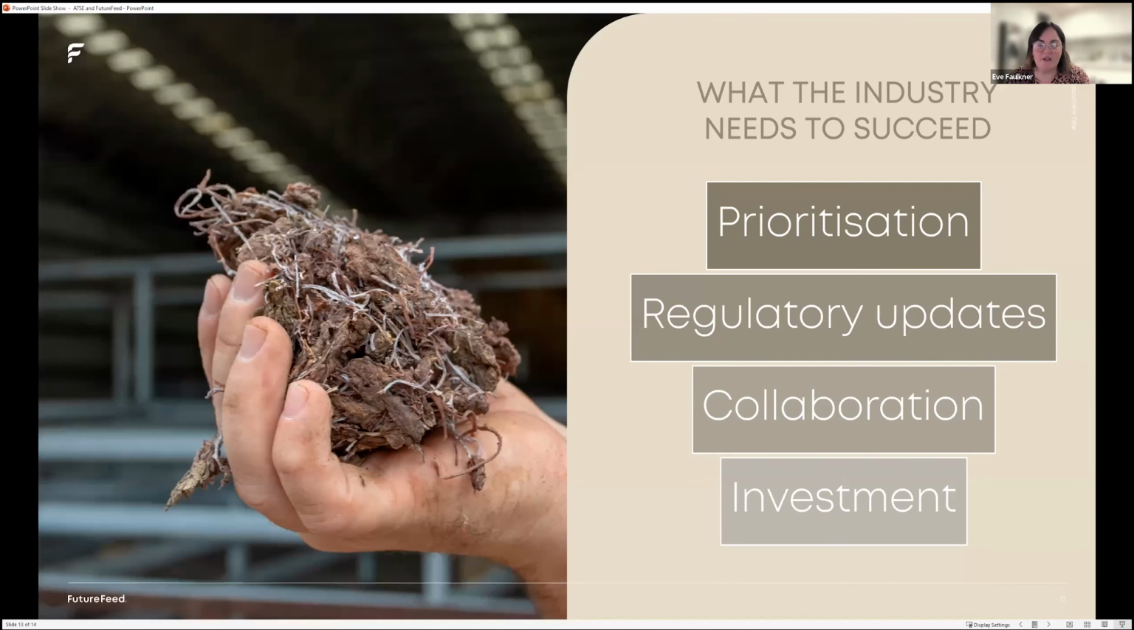So what we're focusing on at the moment is impact and scale. There are a few things the industry needs to succeed in that sense, and prioritization. So looking at carbon accounting methodologies, some regulatory updates. That differs in different markets, but getting to a point where both current and next generation products can be fed in all markets. It is a really collaborative industry, and I think collaboration in new technology is such an important piece of the puzzle.